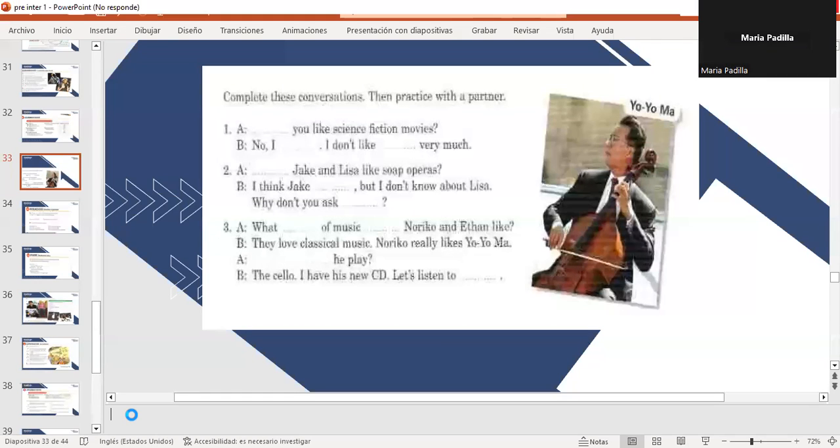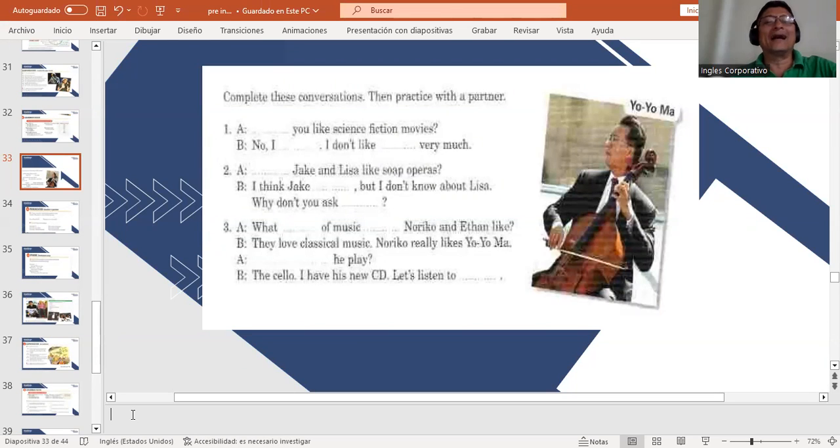What kind of music, teacher? What kind of music? Do or does? Two people. What kind of music do Noriko and Ethan like?